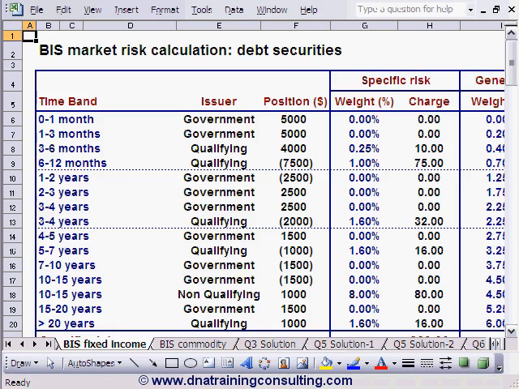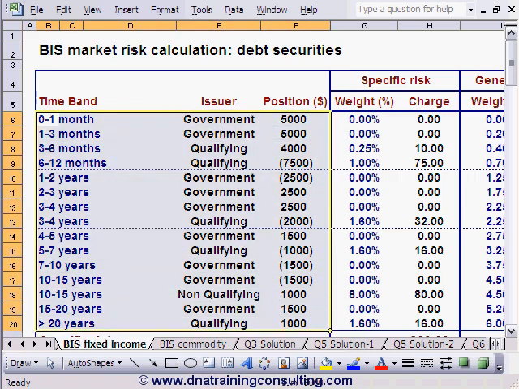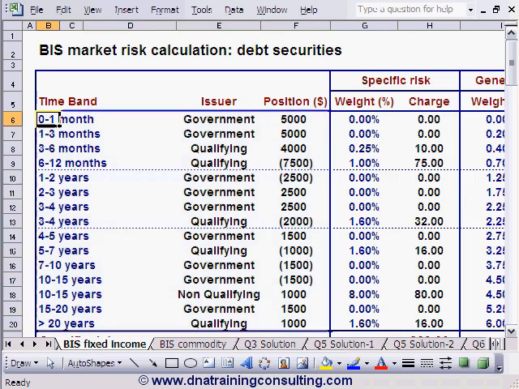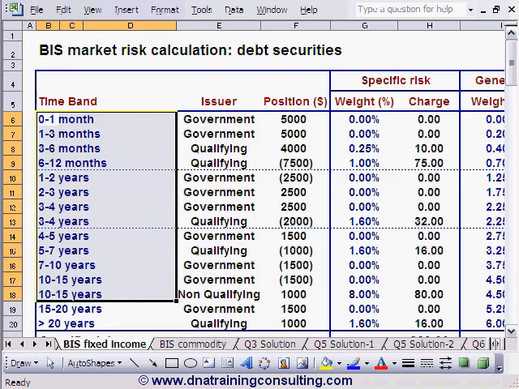We begin in this worksheet, BIS fixed income, with fixed income instruments and illustrate the so-called Basle maturity method by means of a detailed example. Cells B6 to F20 list the institution's long and short positions in debt instruments of various quality, grouped together by time bands, also known as maturity buckets, that are specified in the rules.